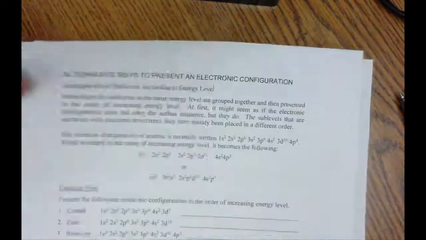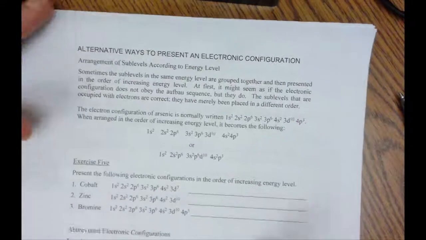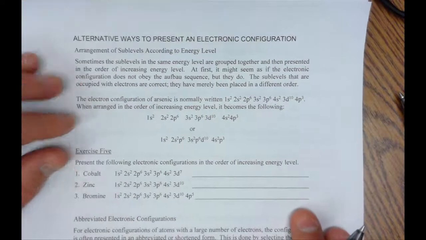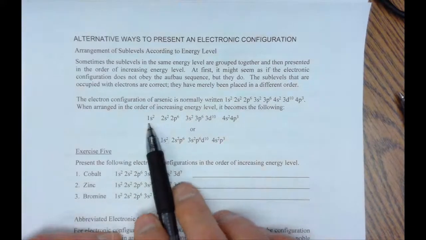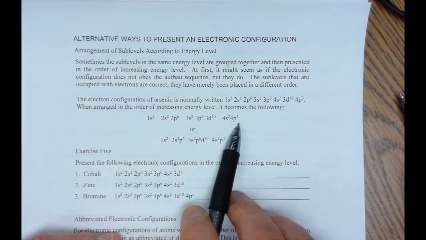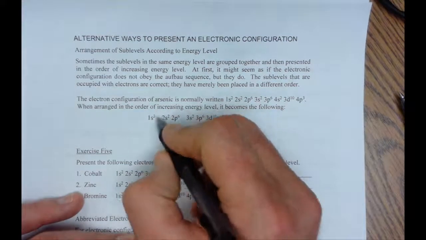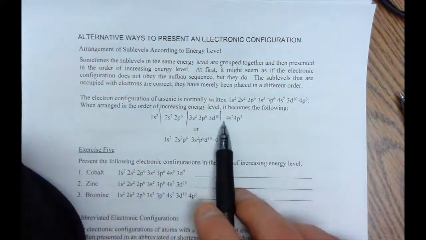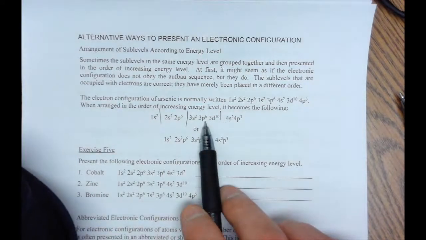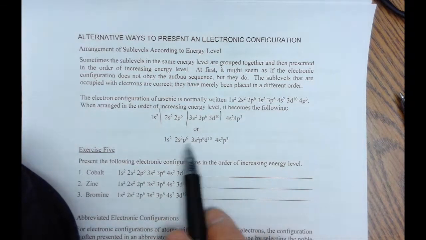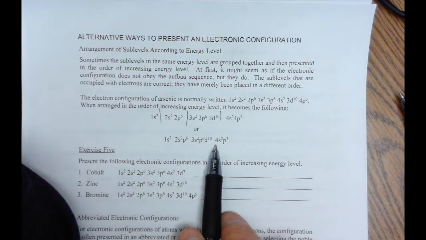Let's take a look at the alternate ways to present the electron configuration, which I don't like, but you'll see it in books. One way to do it is to take 1s2, 2s2, 2p6, 3s2, 3p6, 3d10, 4s2, 4p3, and kind of put them in their numbers. One thing I don't like about this is that the 4s actually comes before the 3d, so that can be a little bit confusing.